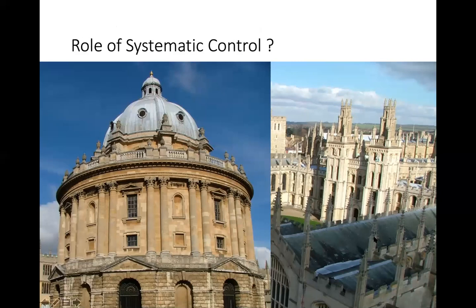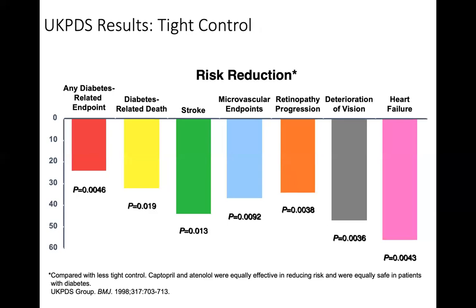So the pictures you see are from Oxford University, which ran the United Kingdom Prospective Diabetes Study. One of the slides I have shown you already for metformin. So what they showed was that if you had tightly controlled blood pressure, the risk of almost every diabetes-related complication, including death or any endpoint, stroke, retinopathy, heart failure, could be massively decreased. So about a 20 to 50% decrease in these complications just by giving them captopril and atenolol as the high blood pressure medications to keep their blood pressure about 130/80.